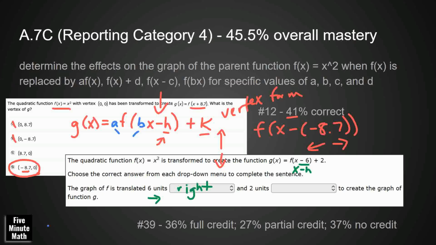Now the k is a little bit more normal. It's a plus k, which means if it's a plus 2, it goes up. If it's a minus 2, it goes down. The k makes more sense. So that's going to be 2 up. So 2 units up. And that's where we got 36% full credit and 27% partial credit.